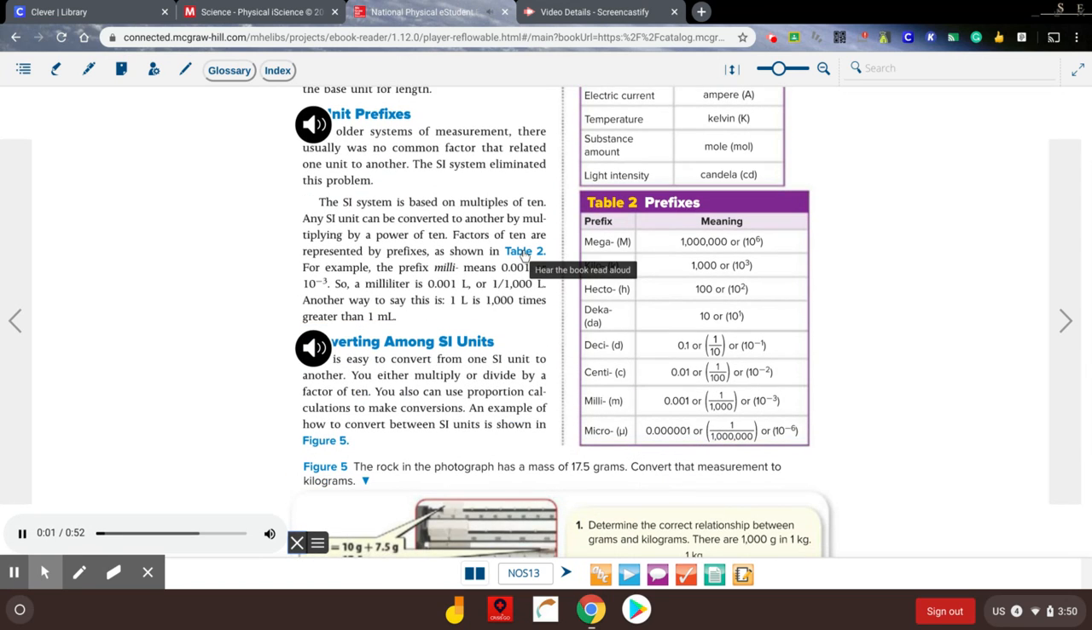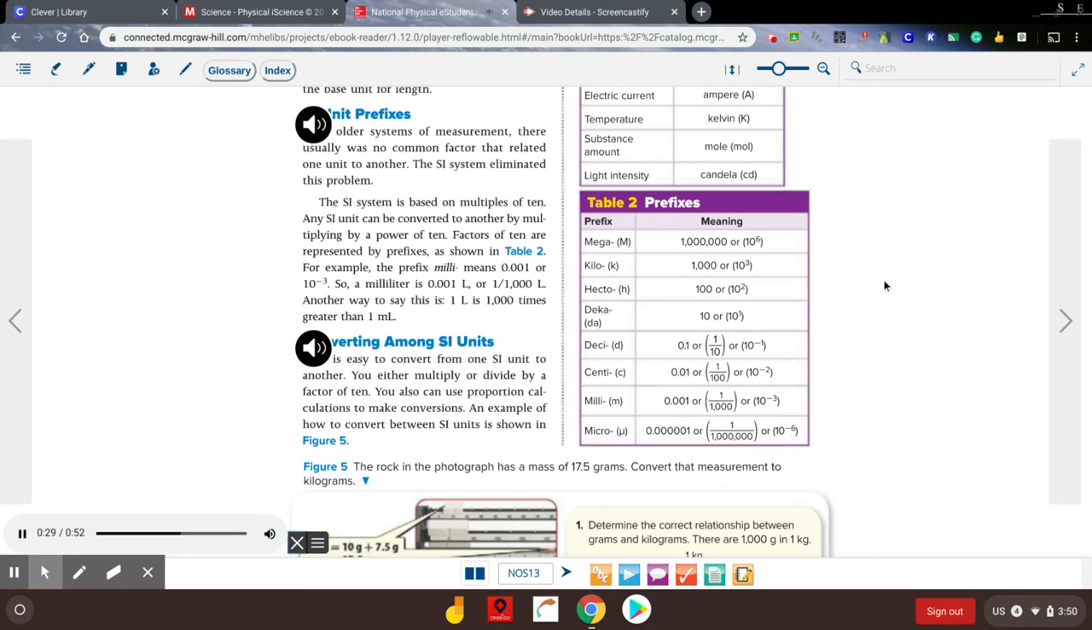SI unit prefixes. In older systems of measurement, there usually was no common factor that related one unit to another. The SI system eliminated this problem. The SI system is based on multiples of 10. Any SI unit can be converted to another by multiplying by a power of 10. Factors of 10 are represented by prefixes, as shown in Table 2.